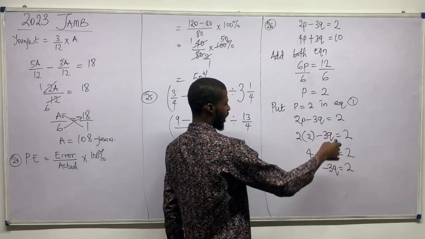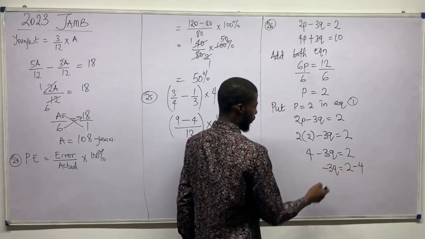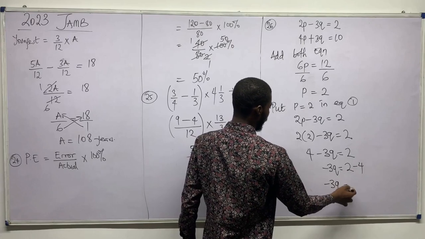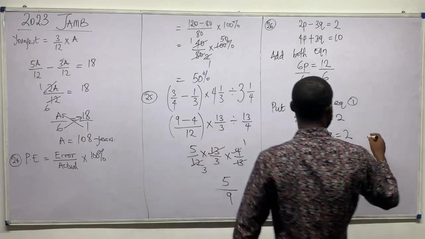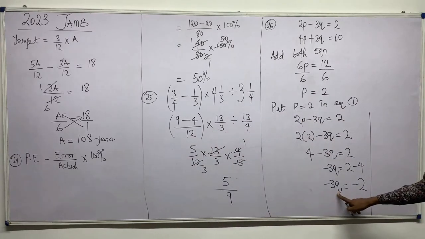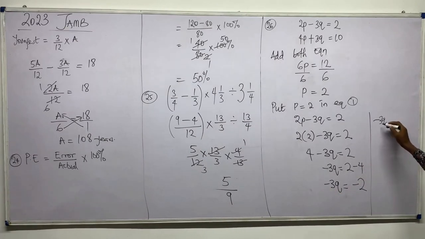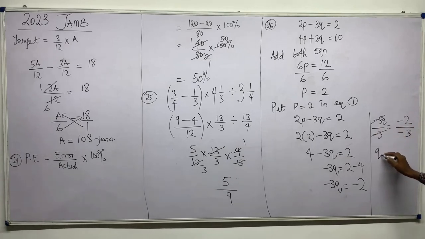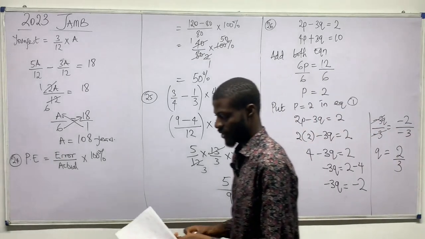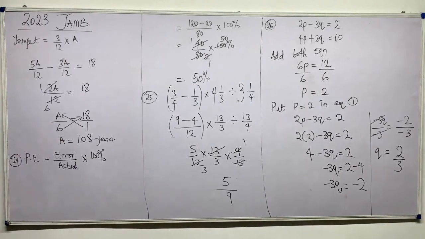Can this 4 go over? It becomes minus 4. So minus 3q equals minus 2. How do I get my q finally? Divide both sides by minus 3. Minus 3q over minus 3 equals minus 2 over minus 3. This will cancel this. So q is equal to 2 over 3. So you have gotten your full values.